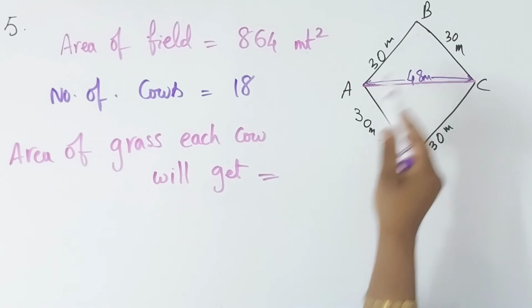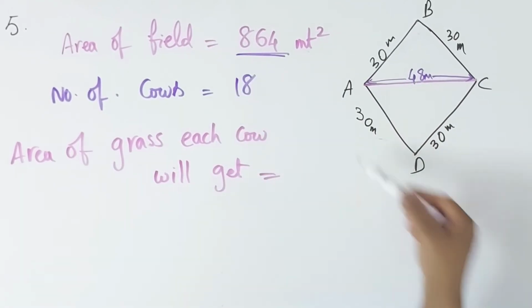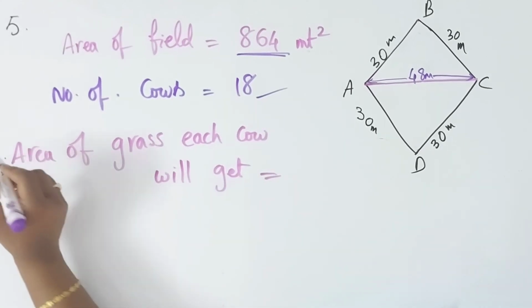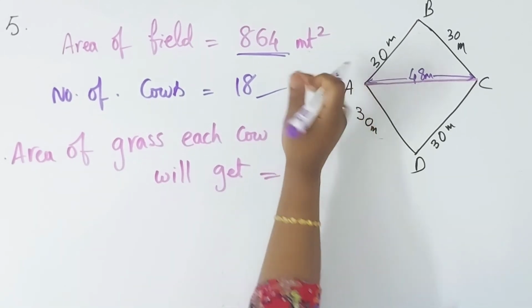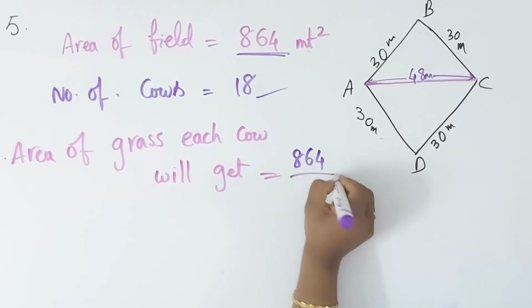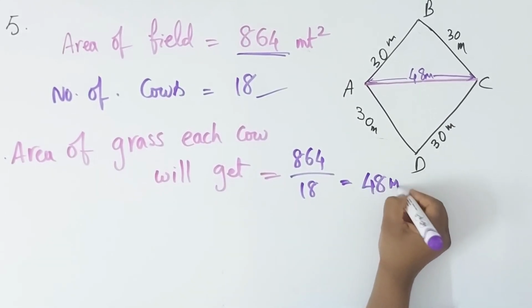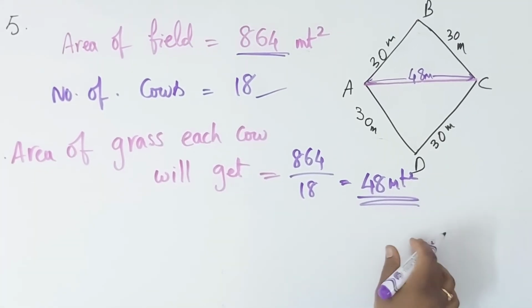Now area of full field equal to 864 meter square, children. Now number of cows they have given 18 number. Therefore area of grass each cow will get equal to full field, area of field divided by number of cows, that equal to 864 by 18, children, that equal to 48 meter square. That means each cow is getting 48 meter square area of grass field, right children?